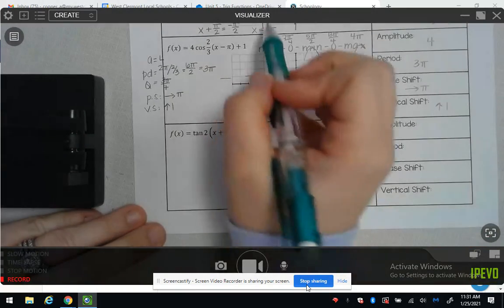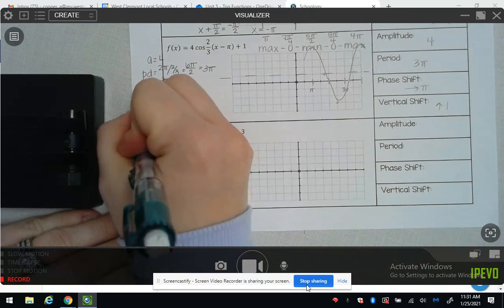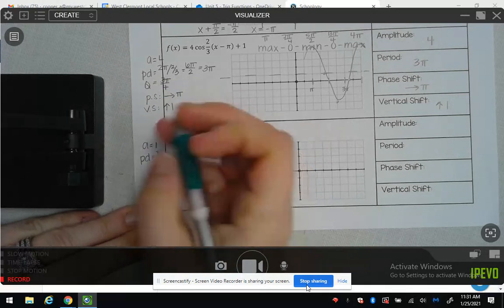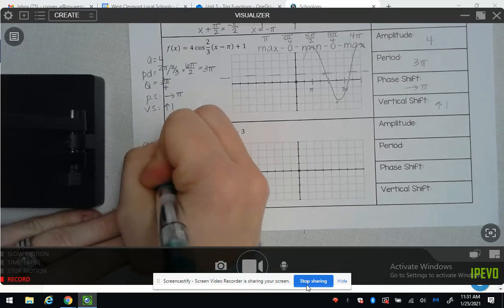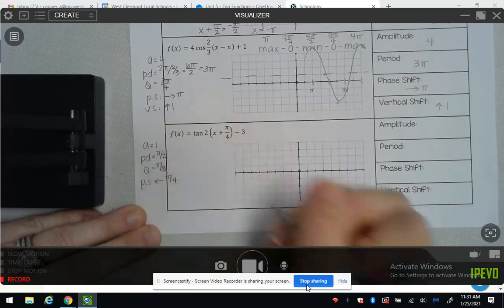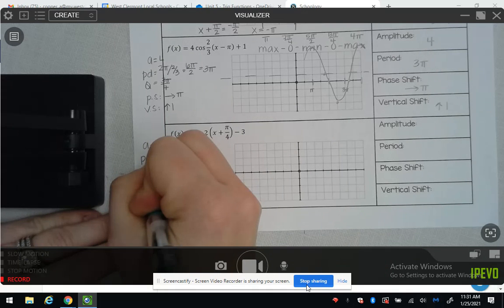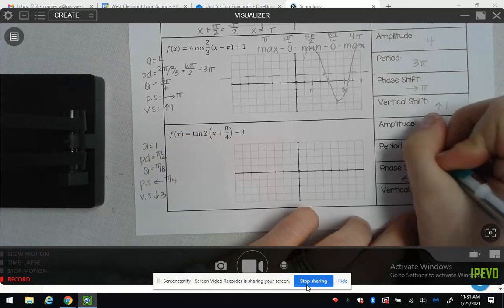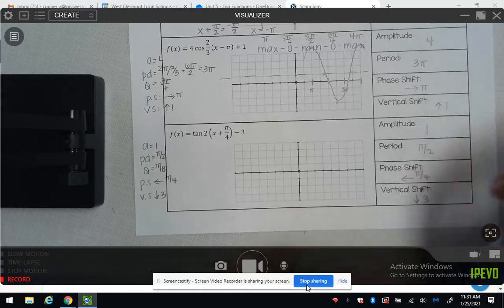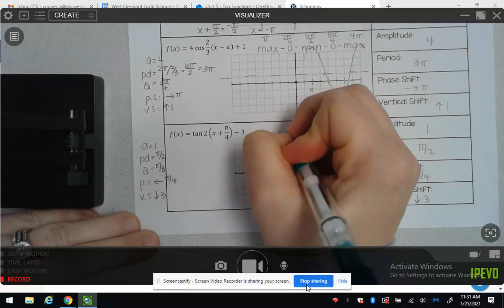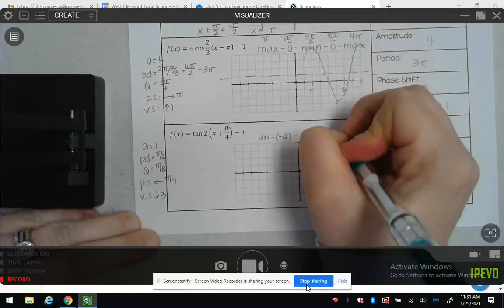All right, tangent. This is when I've got to find all my stuff. My amplitude is 1. My period is pi over 2, because my b is 2, which means my quad is pi over 8. I have a phase shift of left pi over 4 and a vertical shift of down 3. So my period is pi over 2, and my amplitude is 1 again.